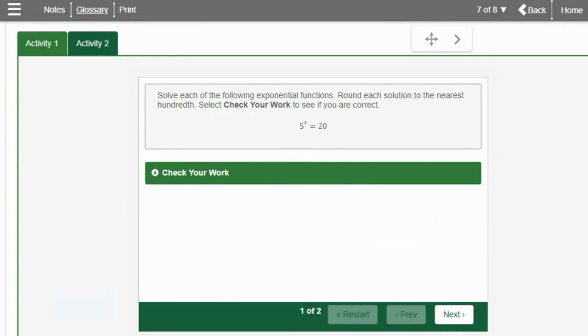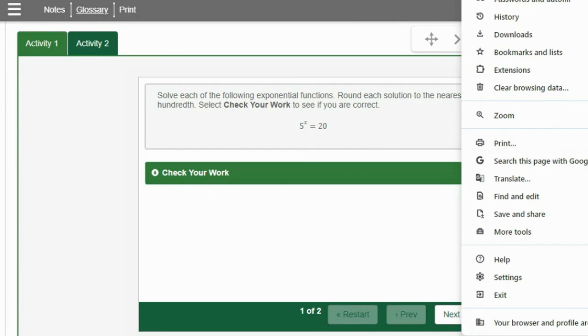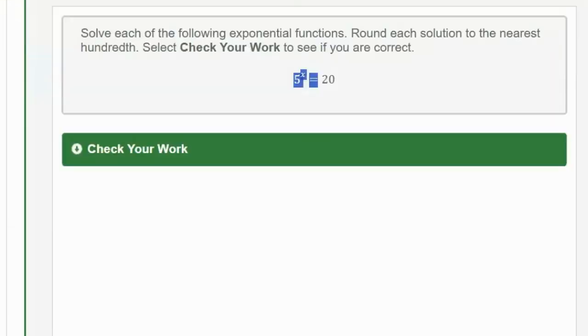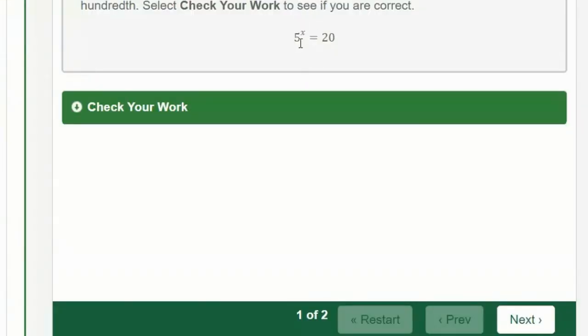The problem is this is 5 raised to the power of x. I don't know how to make 20 a power of 5. If it's 25, this would be easy, right? X would be 2, but it's not. It's 20. So we need to rewrite this as a logarithm and use the change of base.